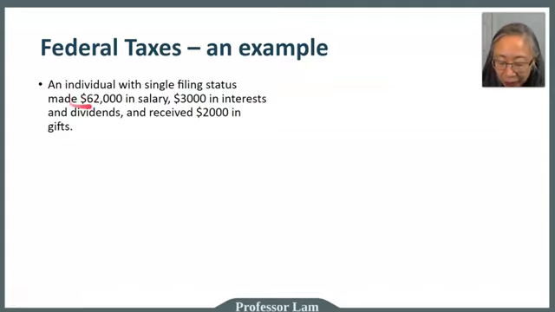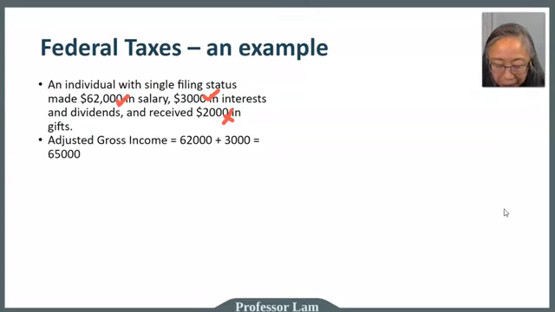So any earned income, so $62,000 is an earned income that is included. The $3,000 in interest and in dividend is also included. But the gift is not included because if there's any tax, that will be paid by the donor, meaning the person who is giving the gift, not the receiver. Furthermore, the exclusion amount is higher than $2,000, so that will not be subject to tax. So therefore, your adjusted gross income is the $62,000 plus the $3,000, and that's $65,000. So the $2,000 in gift is not part of it.